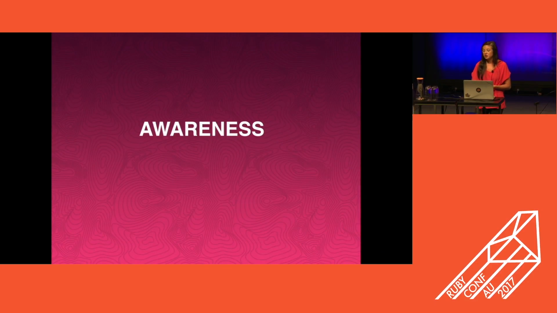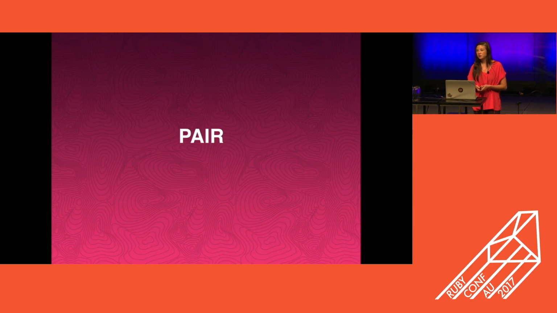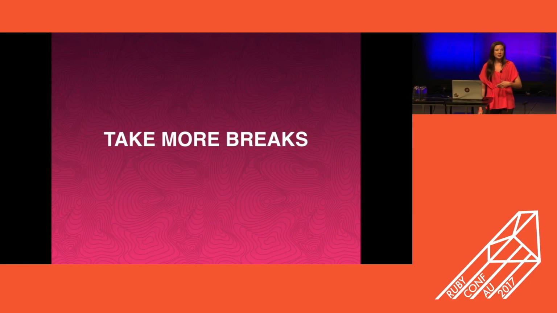Awareness, raising awareness about this on your team, and always have this in the back of your mind when you're writing code. Pair. I often have discussions with my pair about what is readable, what's not. It's really helpful to have a second pair of eyes on it to call out code that is maybe more clever than it should be.